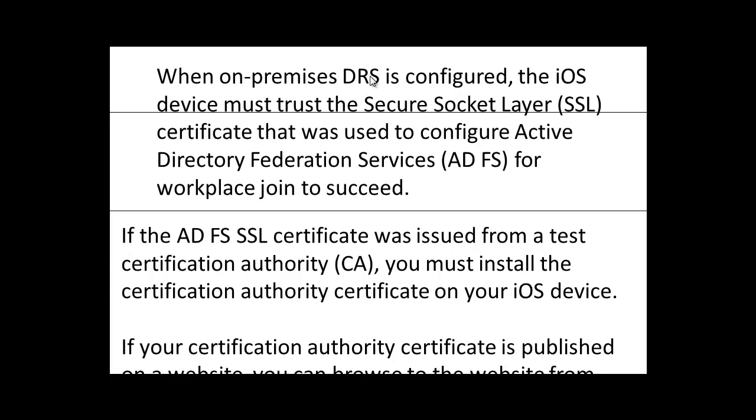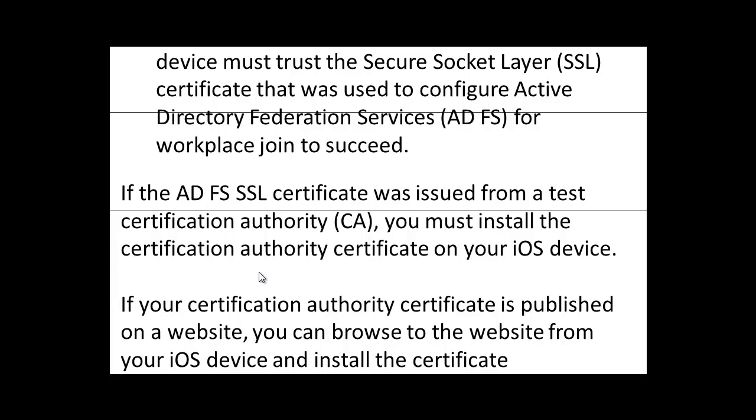If we configure what we call on-premise device registration, and we're using an iPhone or a tablet, the first thing that you need to know is that the device has to trust the certificate that was used to configure the Active Directory Federation services. If that does not happen, then Workplace Join will not succeed. So if the certificate was issued from the certificate authority within your workplace, and this is your certificate server, then you have to install that certificate authority certificate on your iOS device. If your certificate authority is published on a website, however, you can browse the website from your iOS device and install that certificate.